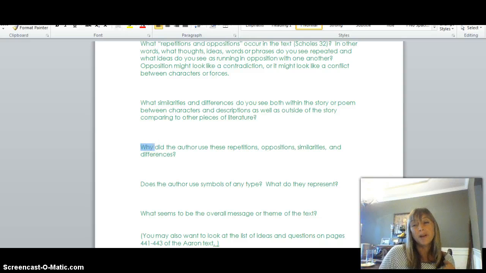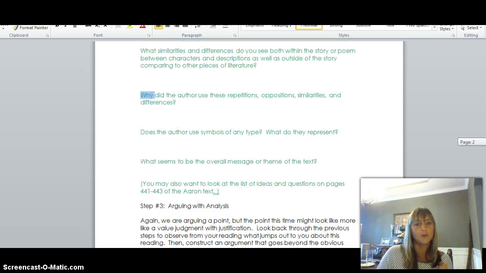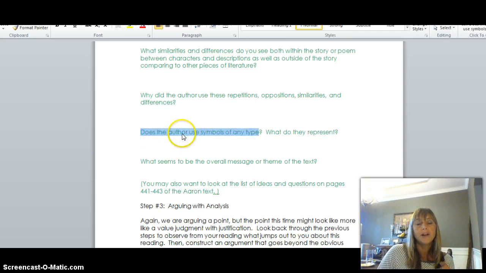And then the big question is, why did the author do this? This was intentional on the part of the author. Why do you think the author might have created these? This helps us to get to the analysis level. I'm going to just throw this out here. Everything that is assigned in this reading has a symbol at some level. So don't leave this blank. You might have to dig a little deeper.